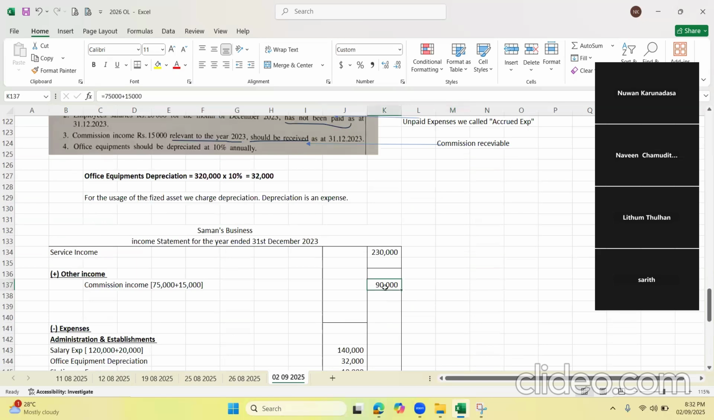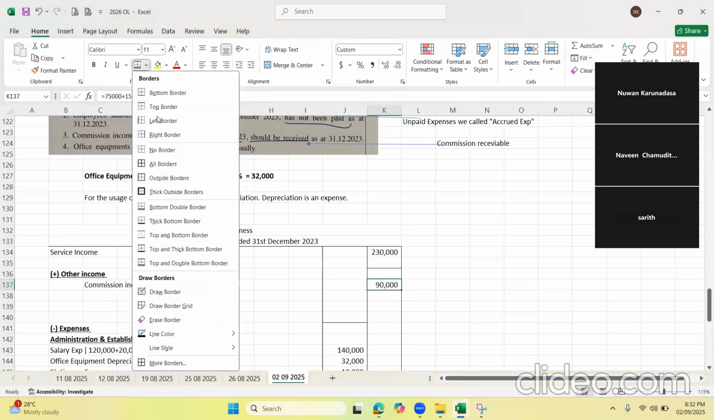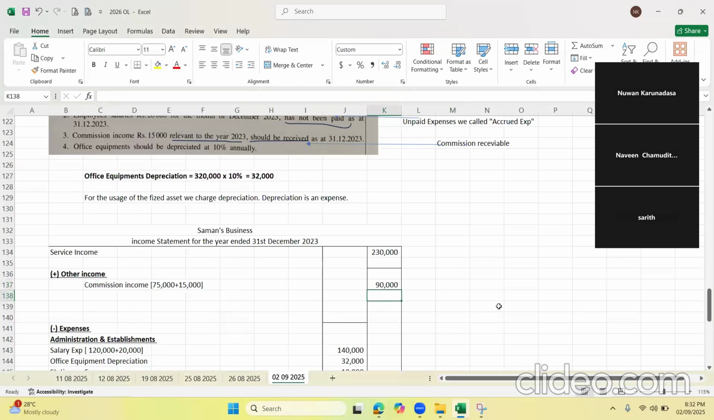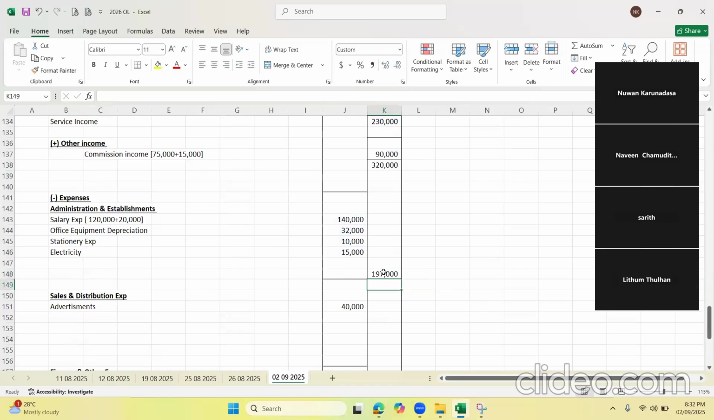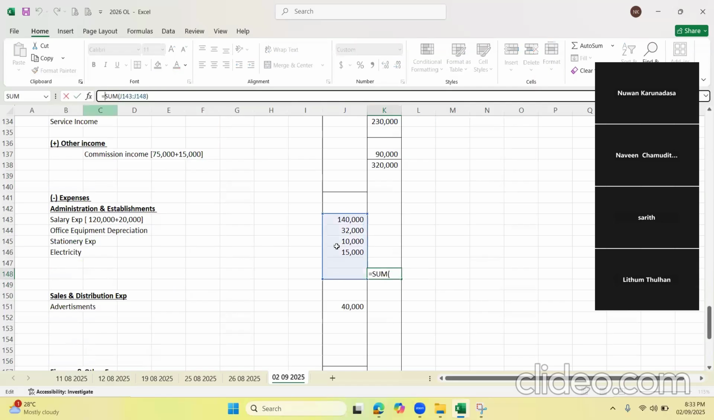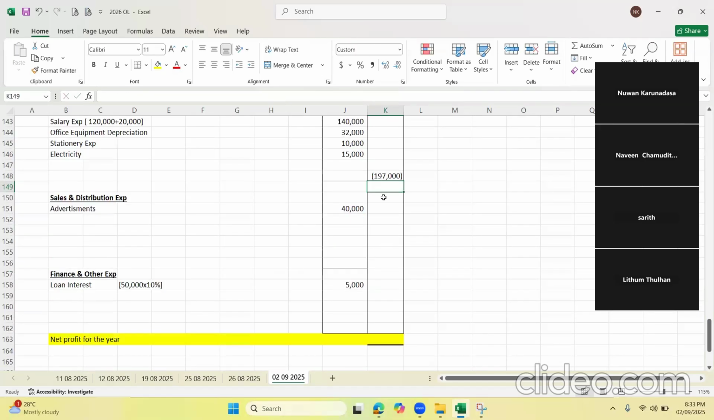Now we'll see here the total income. You can get the total income: 230 plus 90 is 320. Then the administration expense total is 197,000. Then the advertisement total is 40,000.